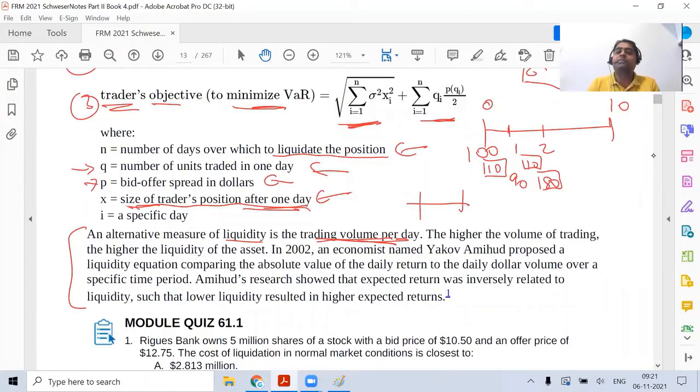Now they have given some reference to the researchers and what they have proposed in terms of the equation, because the previous equation that you have seen also comes from research. So in 2002, researchers proposed a liquidity equation comparing the absolute value of daily returns to daily volume over a specific time period. So they have given their own method to identify liquidity. Some other researcher has said that expected returns are inversely related to liquidity.